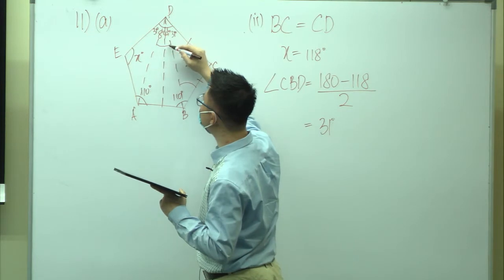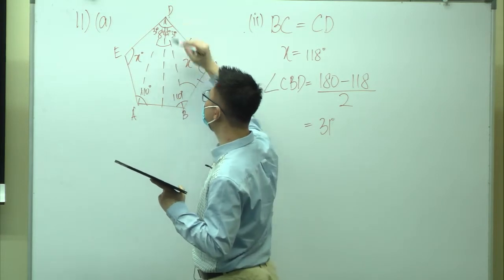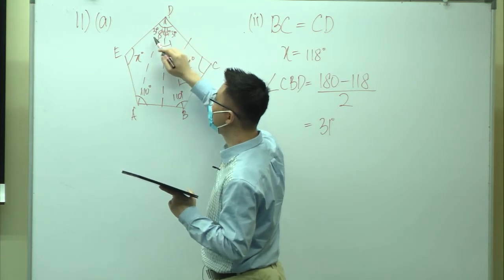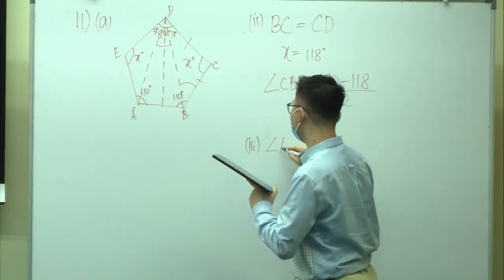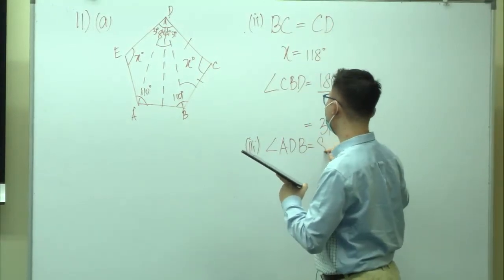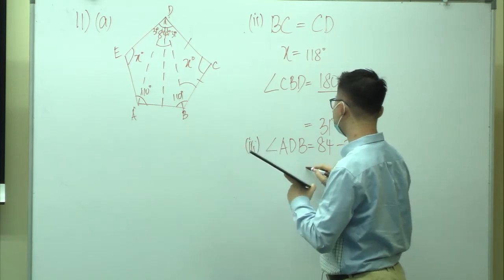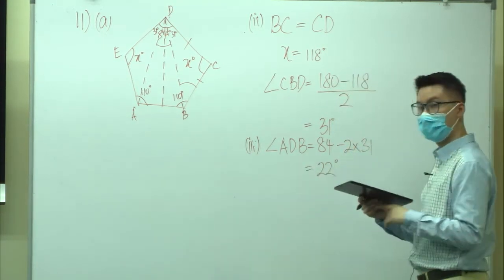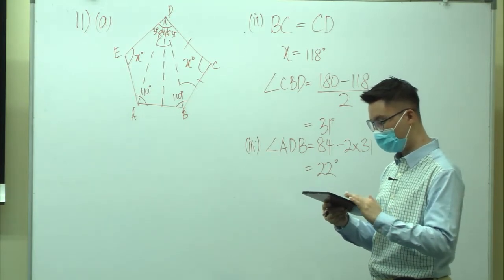Here is the one they want to find out, ADB. This is what the question is looking for. The total angle D is 84. You just minus 31. So to find angle ADB, it simply means 84 minus 2 times 31, so you get 22. Okay, so we settle this question part A. Now we go to part B.